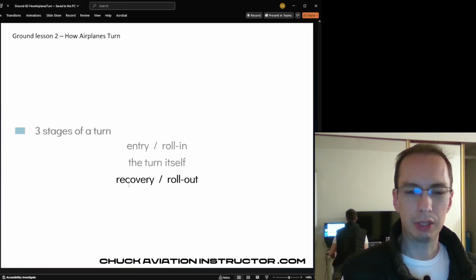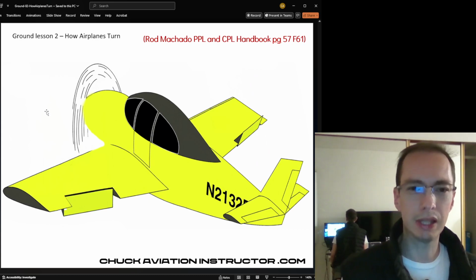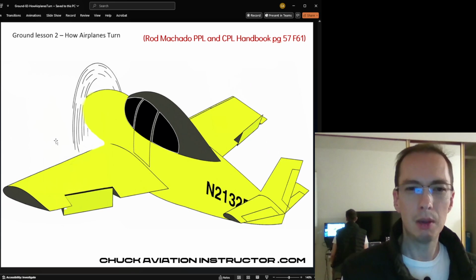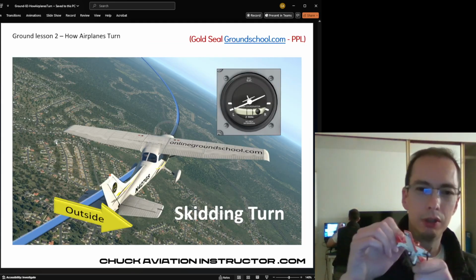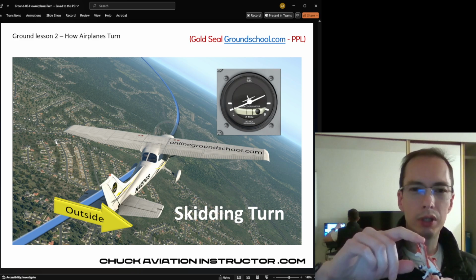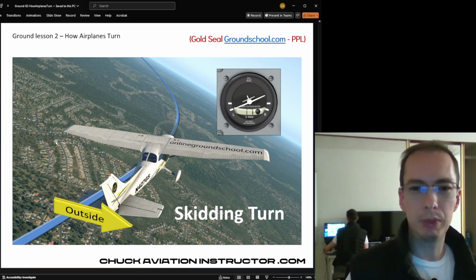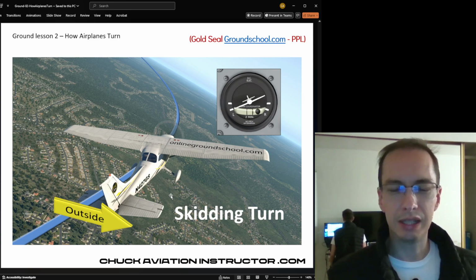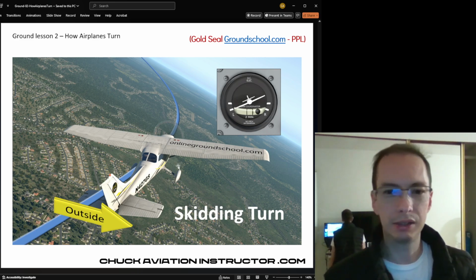And then during the recovery or rollout, your left aileron is lowered because you want to raise the left wing back to wings level, but this time you're also getting adverse yaw into the turn. So your nose wants to continue to point to the left when you want the whole airplane to roll out to the right. And that would be a skidding turn. The skidding turn is even more dangerous than the slipping turn.